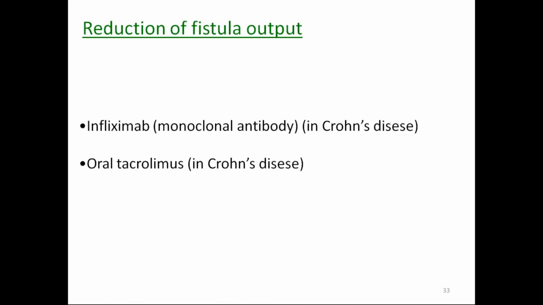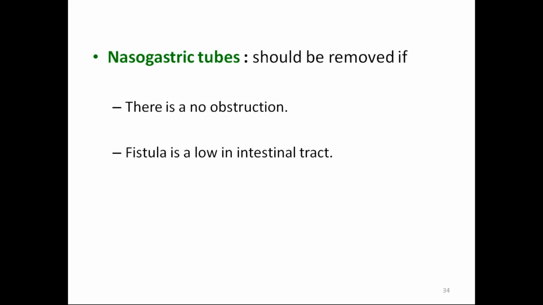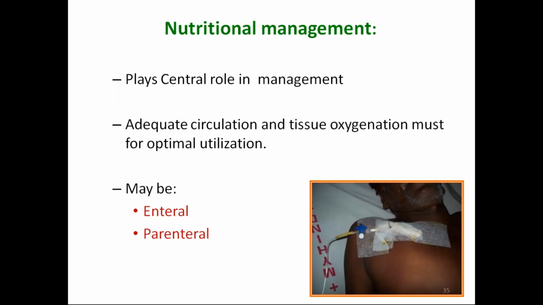So how to reduce the fistula output? Infliximab in Crohn's disease and oral tacrolimus in Crohn's disease. Most commonly fistulas are seen in Crohn's disease, that is, multiple openings will be present. And the nasogastric tube should be removed if there is no obstruction. And the fistula is low in the intestinal tract.